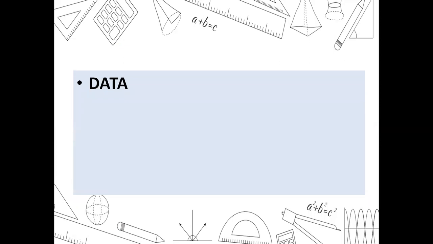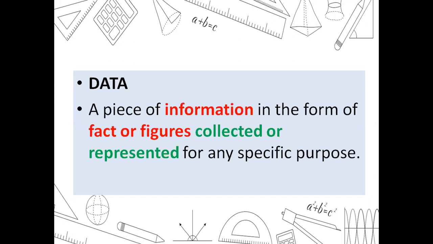Data is the plural form of the Latin word datum. It means a piece of information in the form of facts or figures, which is collected or represented for a specific purpose. So we collect information, and from that we put it in the form of figures, or we represent it in terms of numbers. Basically, that is what we call data. We'll see how to represent it.